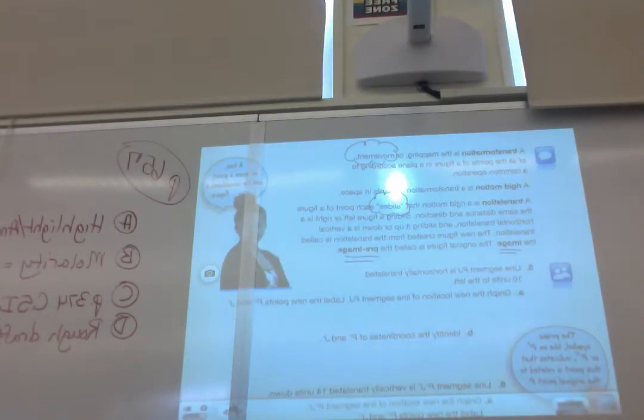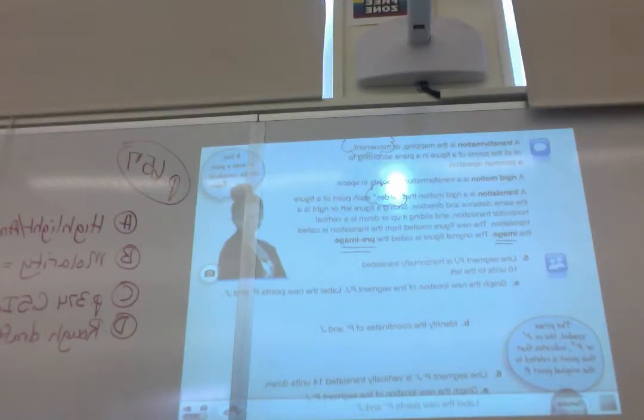All right, so they're going to use some of these words for us as we move forward. That was kind of a quick and dirty way of getting used to them. Line segment PJ, the distance between Pedro and Jethro's house, is horizontally translated 10 units to the left. Graph the new location of segment PJ. Label the new points P prime, J prime. Identify the coordinates of P prime, J prime.